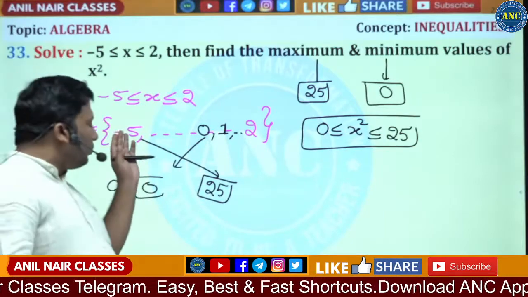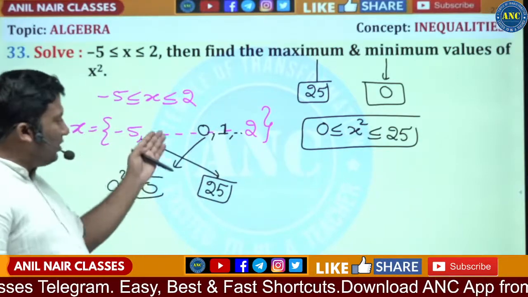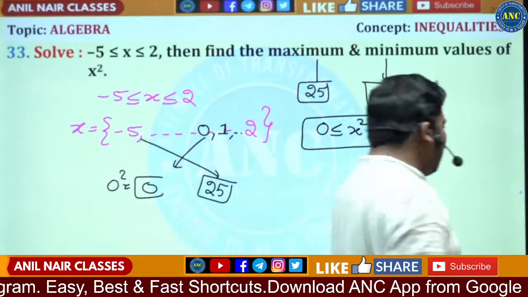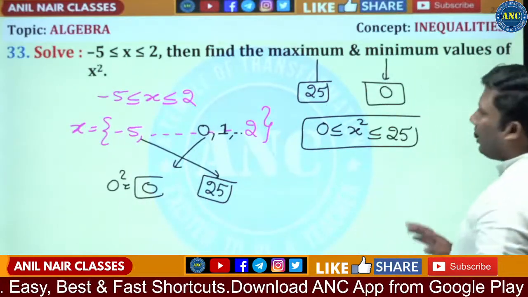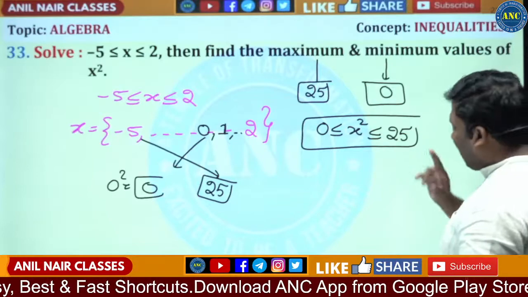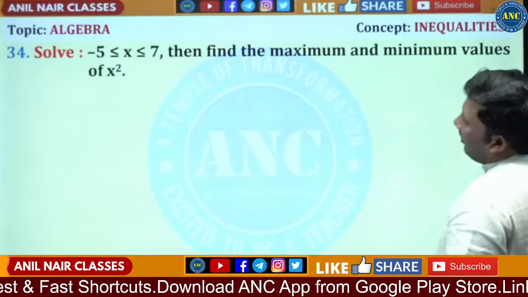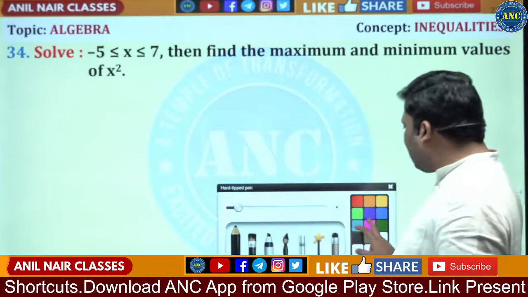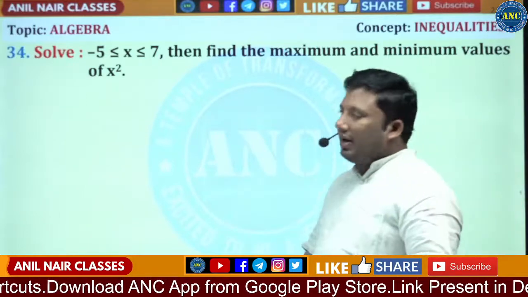Why? Because it is moving from negative to positive. In between there is a 0. 0 square is 0. I hope the idea is clear. Another very good question, where one is negative and another is positive. Now, I am sure you can solve this question once you understand the idea.